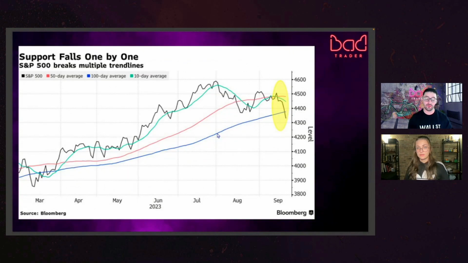And also, Bloomberg had this report yesterday: support follows one by one. The S&P 500 is breaking multiple trend lines, multiple 50-day, 100-day, and 10-day moving averages. So right now, the price marked in black signals a downtrend movement. What's your take, Julia, with simple moving averages?